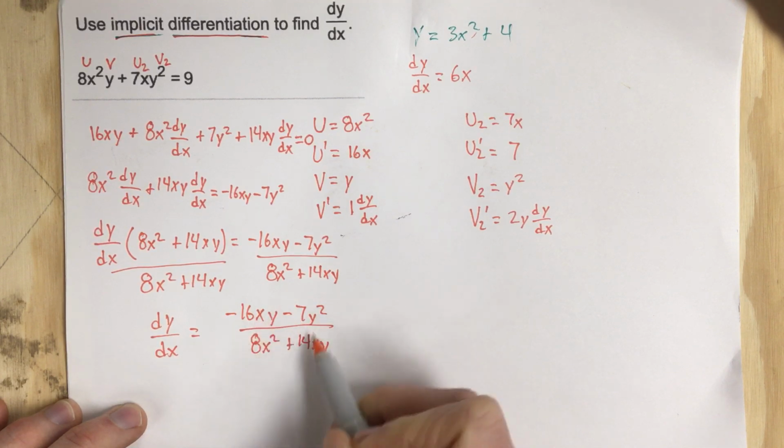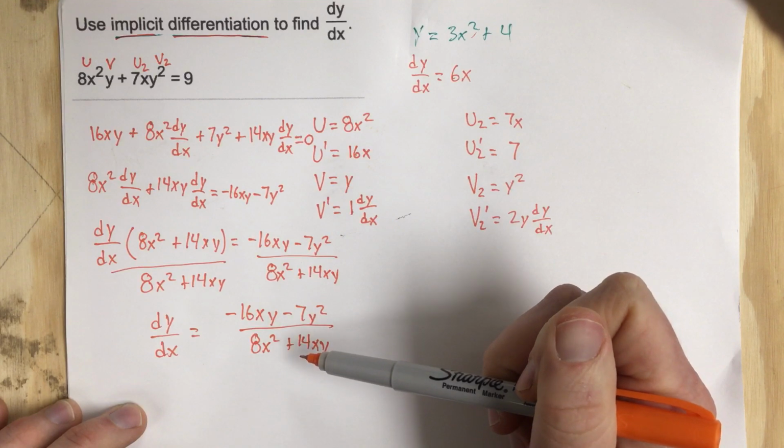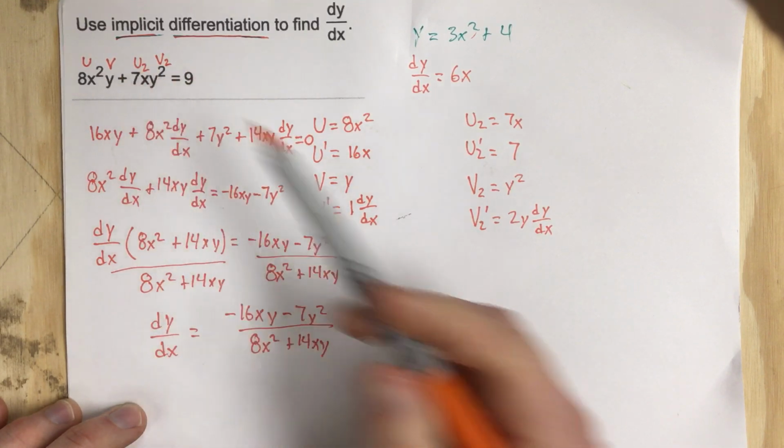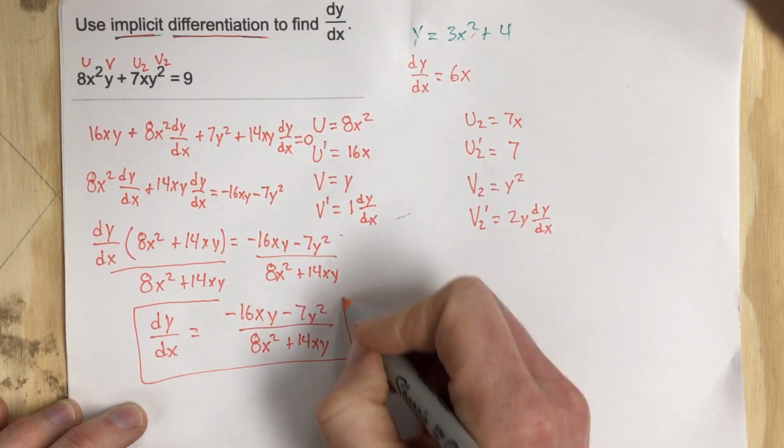Now remember, a derivative is going to give you the slope of this line at any point on that line. So this is our derivative here using implicit differentiation.